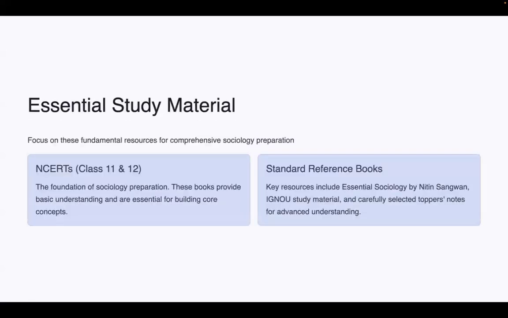The second thing is essential study material. If you don't have any background in sociology optional, how to start? What should be the beginning? The foundation of sociology preparation starts from the NCERT class 11th and 12th society books. That will make you familiar with the subject and give you a good foundation. These books provide a basic understanding of all the social concepts and will help you when you take any higher book. So start with NCERT class 11th and 12th.